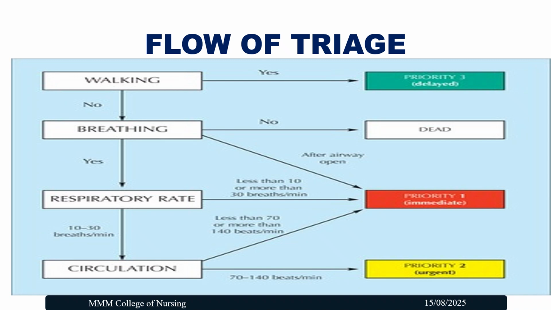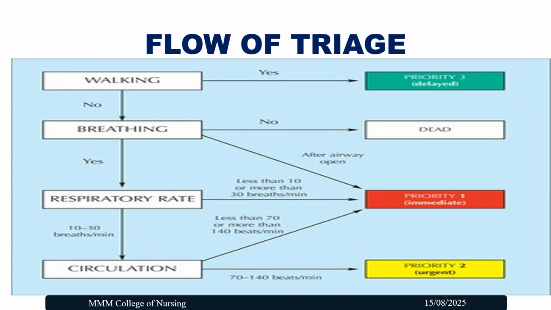If there are any alterations in the breathing, respiratory rate or circulation, or any difficulty in breathing, then according to the condition we have to prioritize and put them into category 1 or 2. So we give more importance to category 1, and the next level of importance to priority category 2.